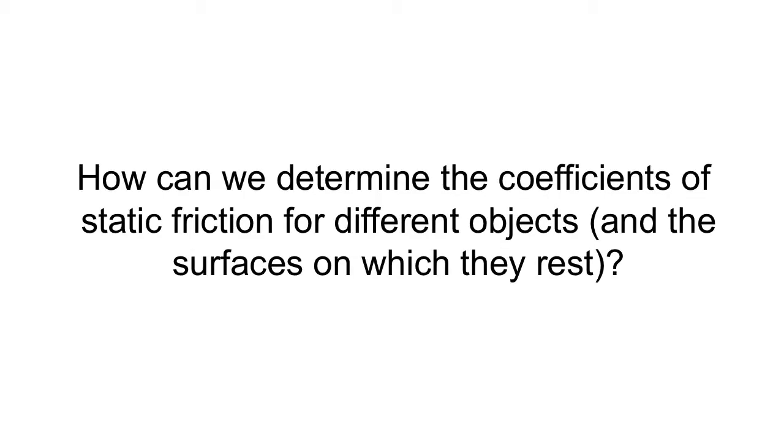And so the question I can ask is, how can we determine the coefficients of static friction for different objects, but also the surfaces on which they rest? Okay? So imagine I took a wooden block and I put it on a sheet of ice, and I took that same wooden block and I put it in a pile of sand. You see that it's both the object itself and its interaction with the stuff that it's moving on. So this mu, this kind of coefficient, has to take into account both of these things.